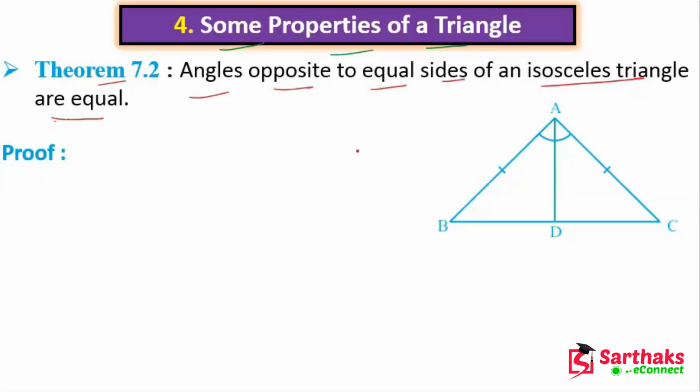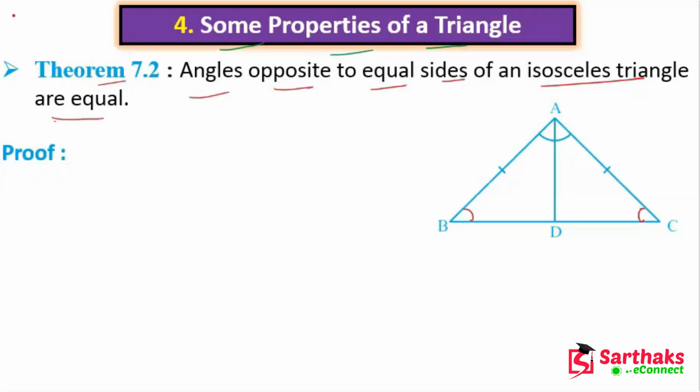It is saying that, let's suppose we have an isosceles triangle, and the angles opposite to equal sides are equal. We know that in an isosceles triangle two sides are equal. Let's suppose AB and AC are equal. So according to this, angle B and angle C are also equal. We have to prove that angle B is equal to angle C.